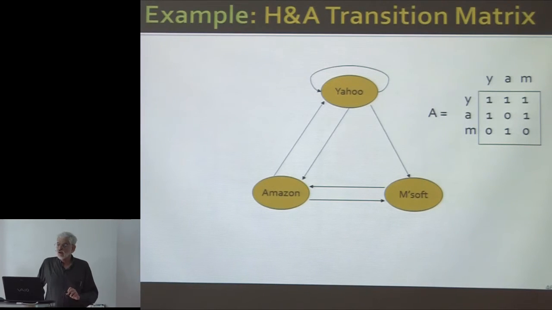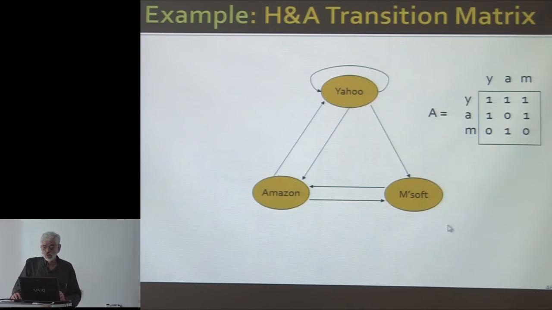Okay, so here's our old web, and here's the matrix. I changed it a little bit. I added an arc from Yahoo to Microsoft. So now Yahoo links to itself, to Amazon and Microsoft, so it has 1, 1, 1 in its row. Amazon links to Yahoo and Microsoft, but not to itself, so it gets 1, 0, 1. And Microsoft again links only to Amazon, so it gets 0, 1, 0. Okay, so that's the matrix A. The transpose is what you think it is.